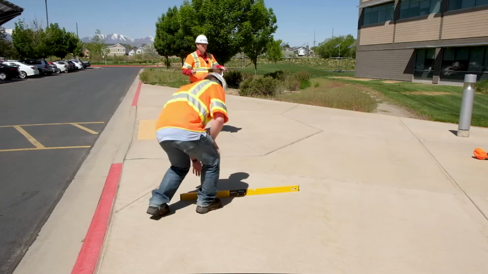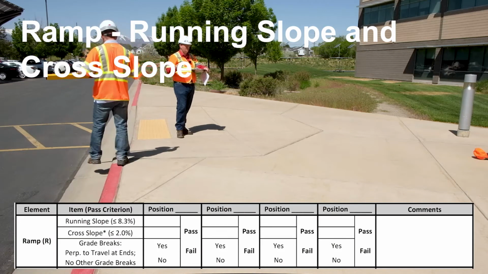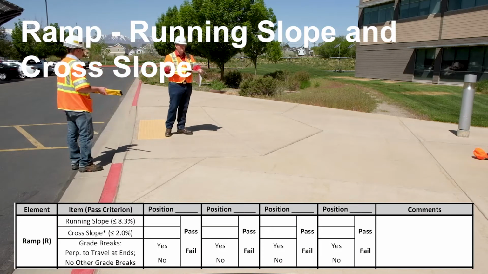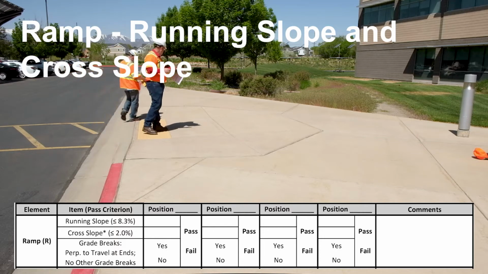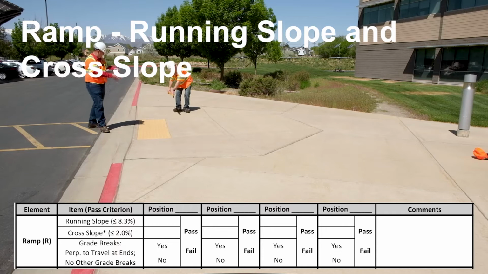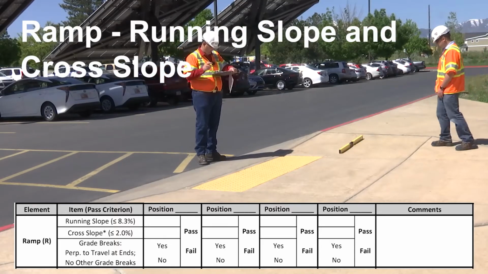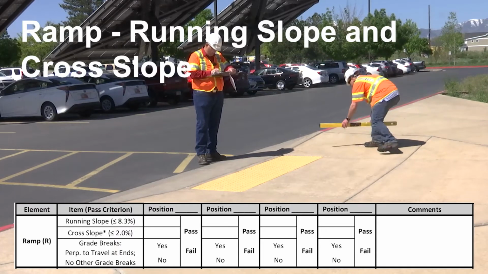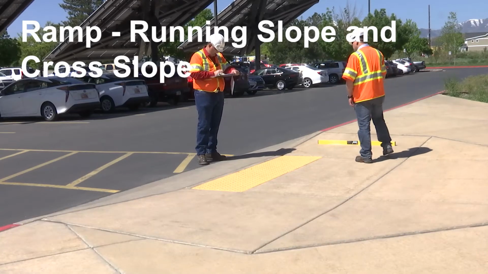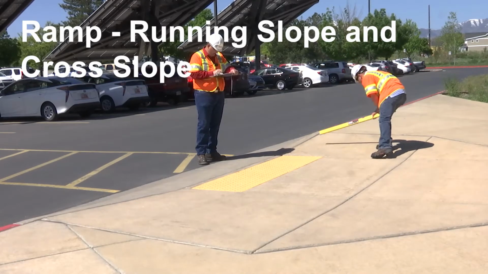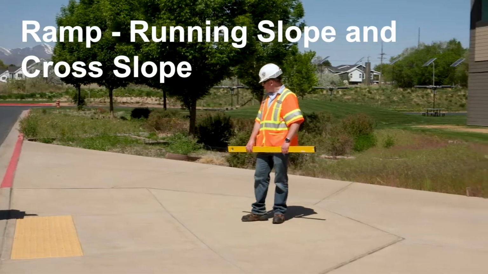Next item on our C170 form is the ramp. So we will look at the three ramps to measure the running slope, the cross slopes, and to see if the grade breaks are at the top and the bottom of the ramps. So we will start with the ramp off to the left. 5.3% running slope. 0.9% cross slope. And our grade breaks appear to be at the top and the bottom of the ramps.